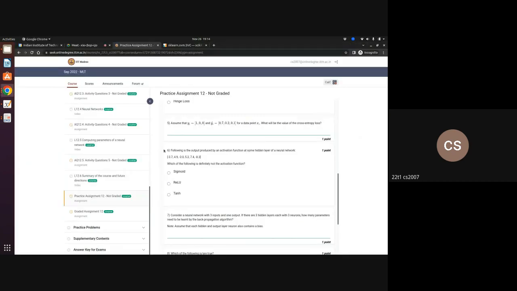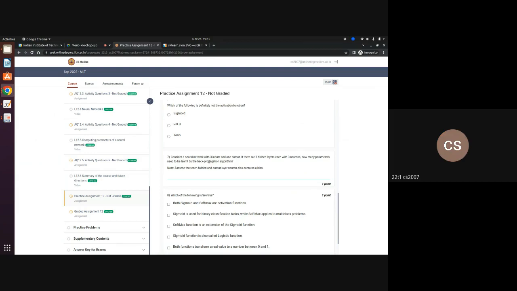So I think I should change this, but you should understand the motive. I'll fix this question. Apparently, none of these can definitely be the activation function. ReLU cannot be because there are negative values. Sigmoid cannot be because sigmoid produces between 0 and 1, and tanh cannot be because tanh produces between -1 and +1. This needs to be changed. We'll check that. Next one.